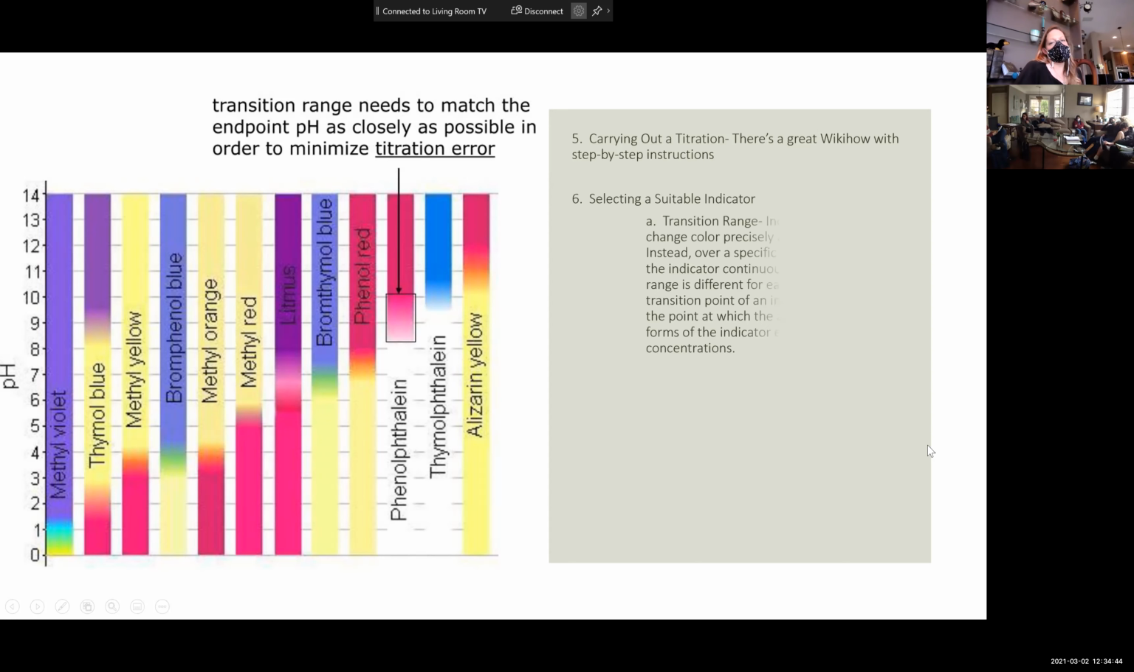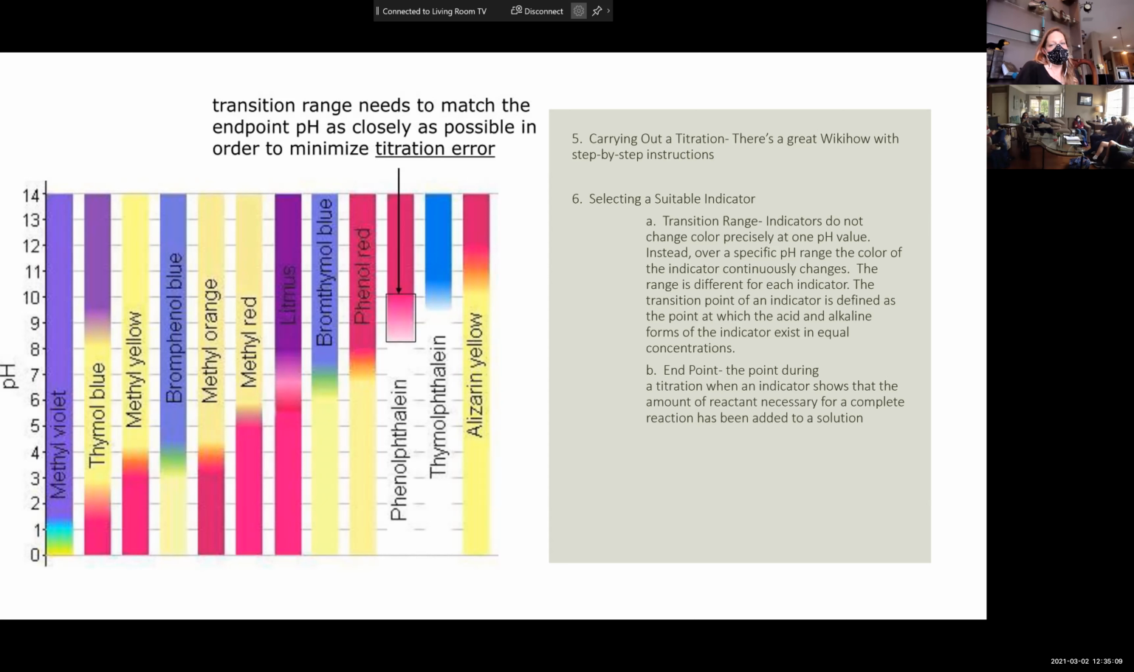So you have to select your suitable indicator. Here's where we talk about transition range. Indicators do not change color precisely at 1 pH value. They change over a specific range of color, and they continuously change. The range is different for each indicator. The transition point of an indicator is defined as the point at which the acid and alkaline forms of the indicator exist in equal concentrations.